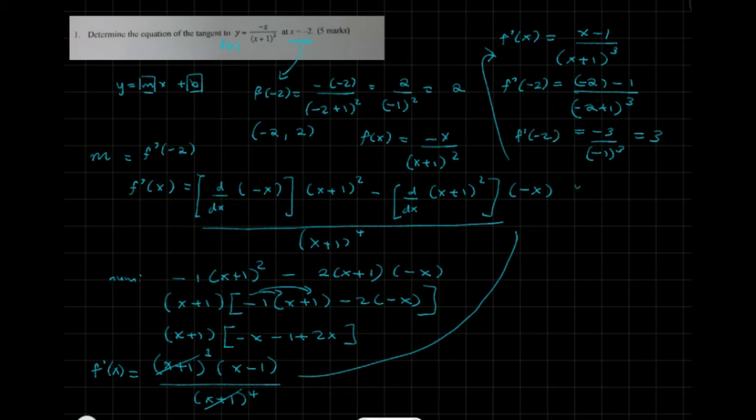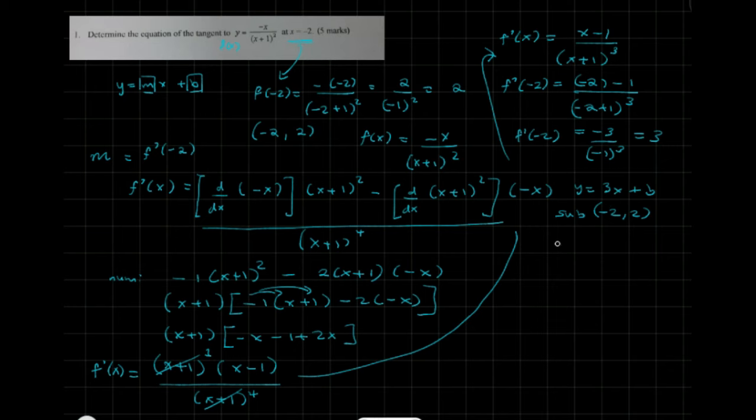So the equation here is y is equal to 3x plus b. Okay, you want to solve for b now, right? We have the slope. To solve for b, I'm going to substitute a point, because we know that a tangent only passes through a single point, and any point that passes through a line will satisfy the equation of the line. So we're going to substitute the point negative 2 and 2, because that's the point this line will pass through.